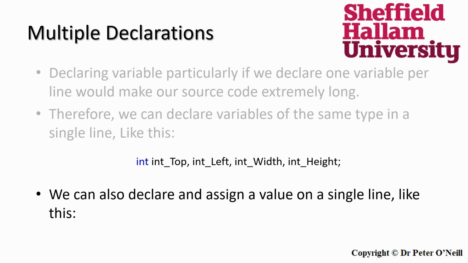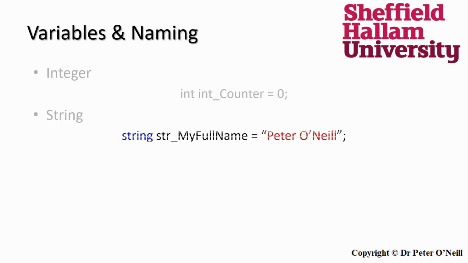We can also declare and assign a value on a single line, like this. So here's our variable, it's an integer type, and we've got int underscore counter equals or becomes 0, semicolon. A string can also be declared on a single line, as you've already seen. String underscore my full name equals or becomes Peter O'Neill, semicolon.